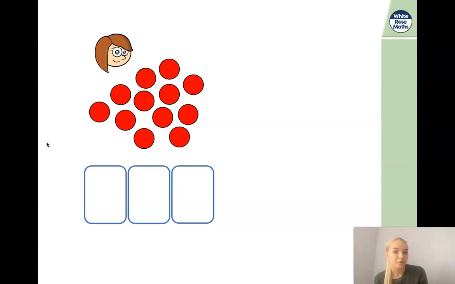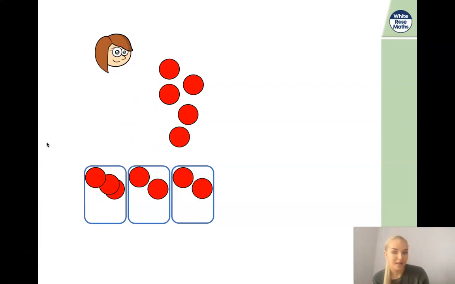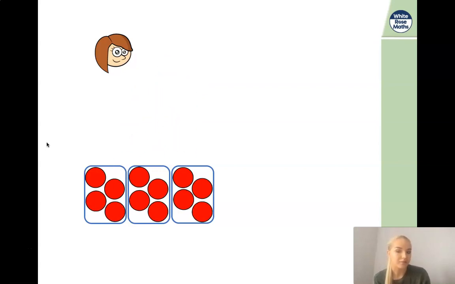Okay, so here Rosie has 12 counters. She wants to use her division knowledge and split them between 3 different groups. She's going to put 1 counter in each box to start with, and then she knows that she still needs to keep filling these boxes one at a time because she still has counters left over. So that's exactly what she's going to do until all the counters are gone.